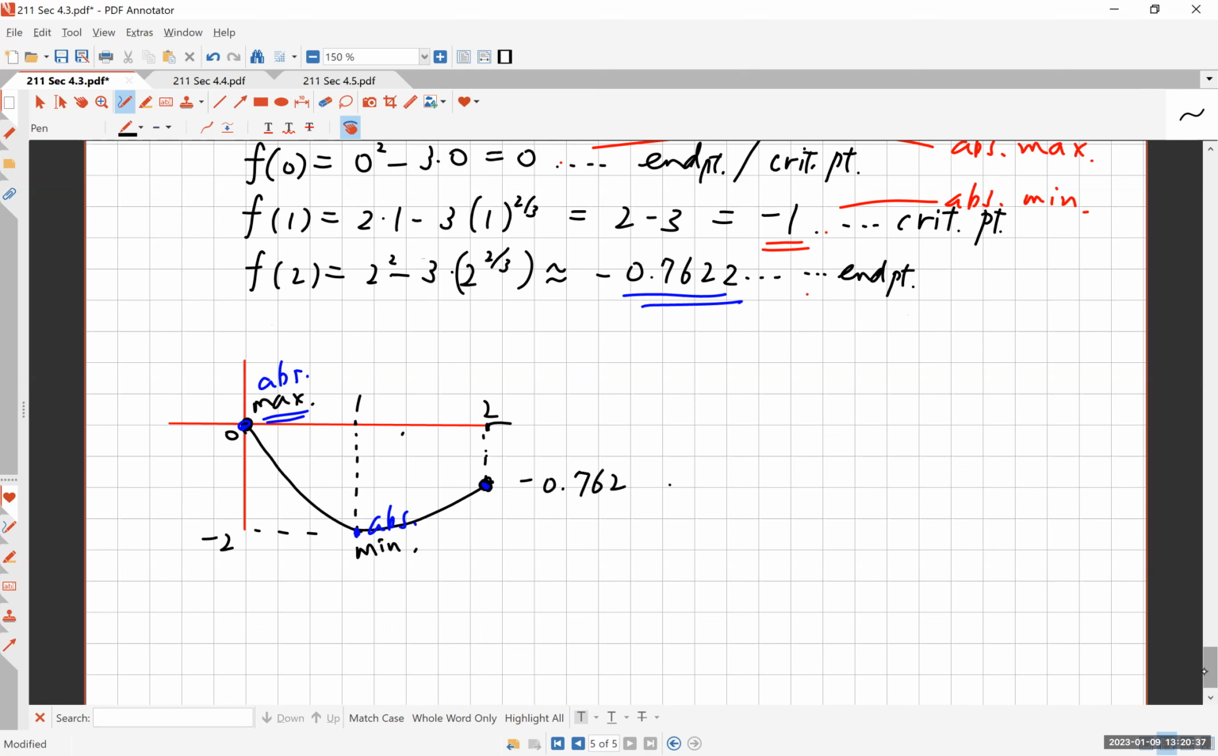Okay, so this concludes chapter 4, section 3. And in the next section, we will do very theoretical work. Section 4.4 is about different theorems leading to some great conclusions and applications of the derivative.